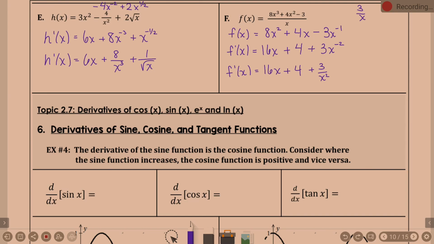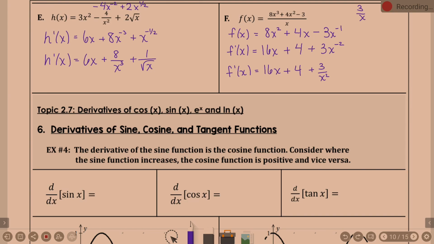Now, first of all, we're going to talk about derivatives of sine, cosine, and tangent. We're going to really focus on sine and cosine. I don't think we do much with tangent yet, but maybe it comes up in homework. I don't remember. Notice here, it talks about the derivative of the sine function being the cosine function. Consider where the sine function increases, the cosine function is positive, and vice versa. I'm just going to go ahead and fill these in, and then we can look at some of the graphs. But these will be ones to memorize.